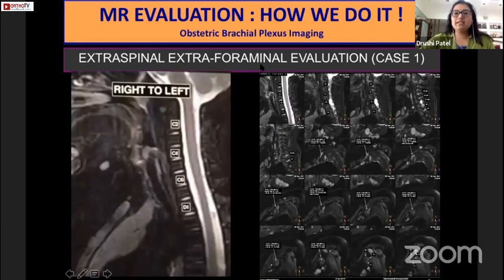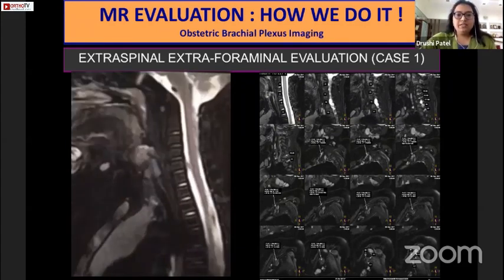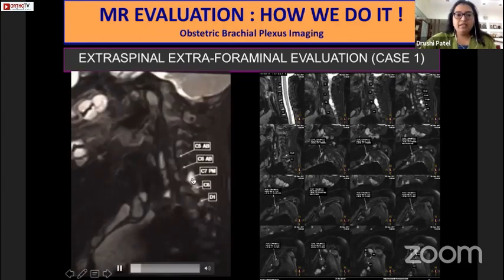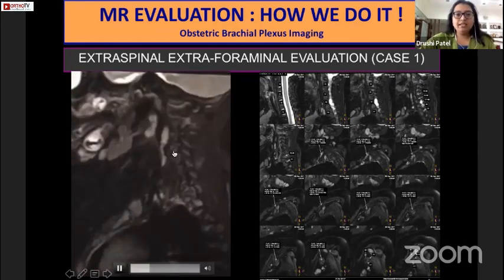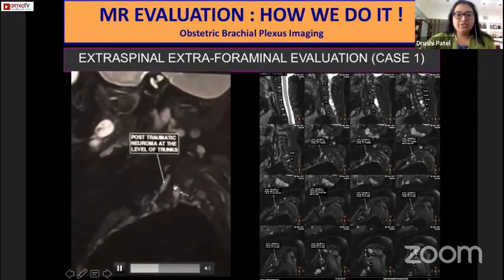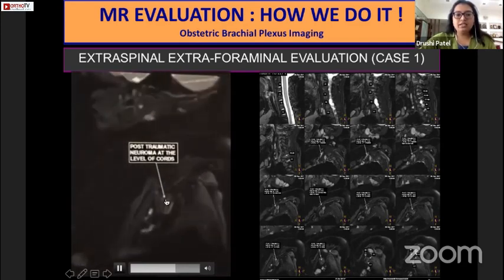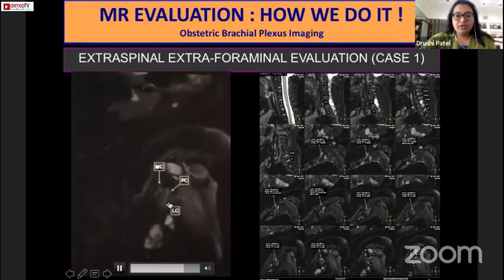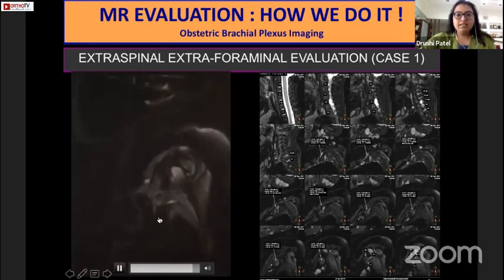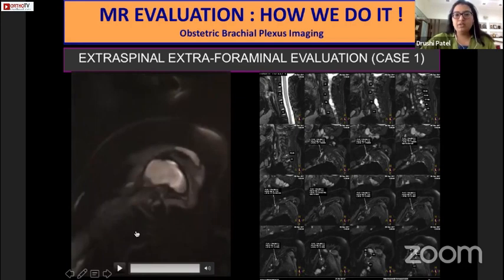Now we'll have a look at the same case that we were seeing. We had noted that there were C5, C6, C7 and C8 nerve root avulsions. So now we see the postganglionic part. We can identify that avulsion intraspinally. We don't really see the exiting nerve roots in the interscalene triangle. Now we see this globular tissue at the level of the trunks and divisions. That is a neuroma formation due to the retracted nerves. Now we can again see the cords uniting and going towards the peripheral nerves.